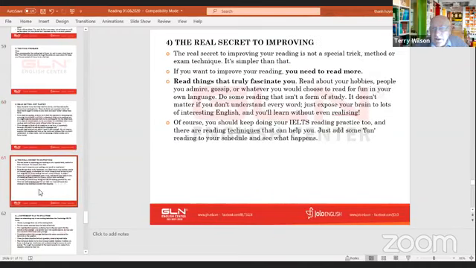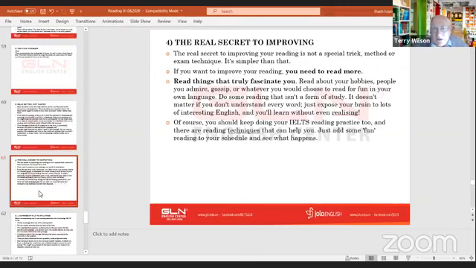Number 4, the real secret to improving your reading is not a special trick, method or exam technique. It's simpler than that. If you want to improve your reading, you need to read more. Read things that truly fascinate you. Read about your hobbies, people you admire, gossip, or whatever you would choose to read for fun in your own language. Do some reading that isn't a form of study. It doesn't matter if you don't understand every word. Just expose your brain to lots of interesting English, and you'll learn even without realizing it.